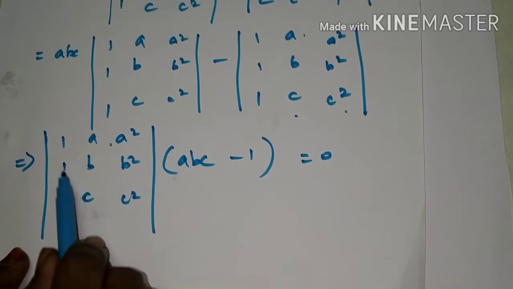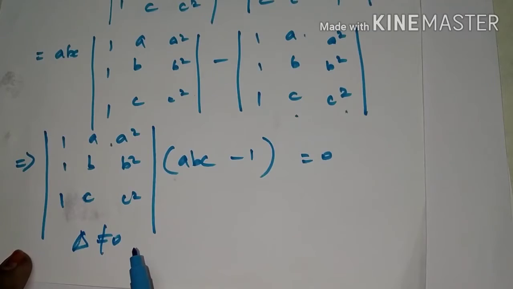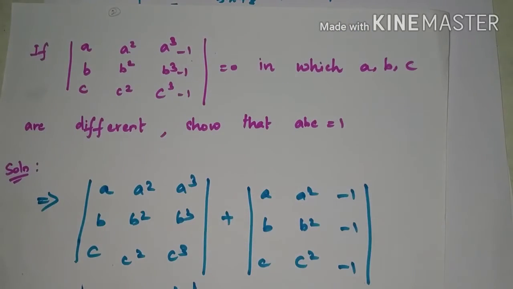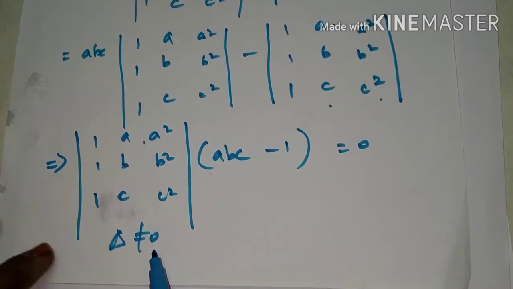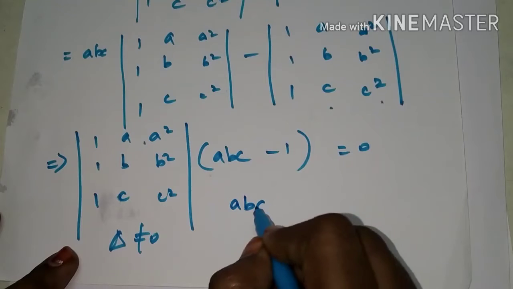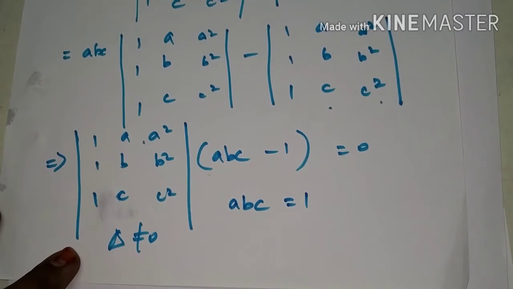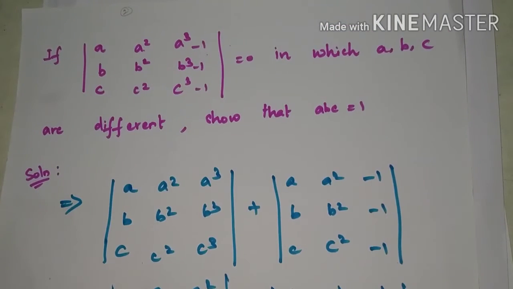Now, while expanding this determinant, your del won't be equal to 0, since in the problem they have given a, b, c values are different. Definitely they'll give some numerical value. So del will not be equal to 0. Okay. So the equation will be put as a, b, c equal to 1. Got it? I hope you can understand this problem. We can move on to the next problem.